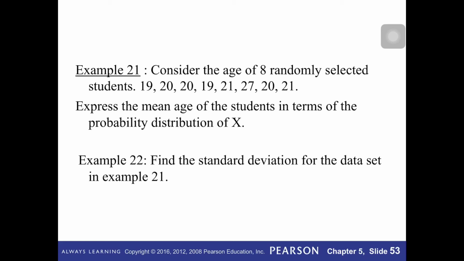Consider the ages of 8 randomly selected students. They have given the ages. Express the mean age of the students in terms of the probability distribution. So mean is mu. How do we get that value? Summation of x times the probability of capital X equals simple x. This x should be capital X; this is simple x, the random value. Remember that.